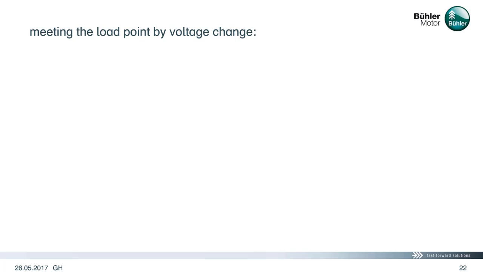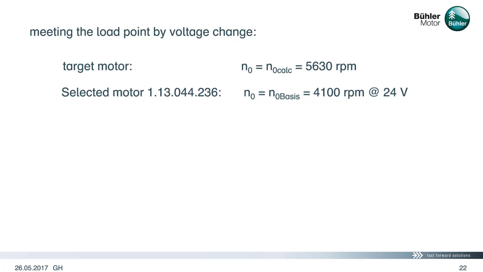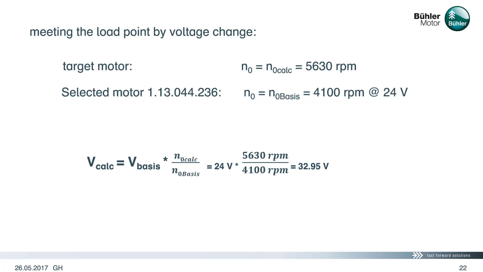If we want to see how we can meet the load point by modifying the voltage instead of the armature winding, we can look at the no-load speed of the calculated motor, so the target no-load speed, which is 5,630 RPM. Our selected motor, 113044236, has a no-load speed of 4,100 RPM at 24 volts. And with this calculation, new voltage, which is V calc, is the voltage of our selected motor multiplied by the no-load speed of the calculated motor divided by the no-load speed of the basis motor, and this results in a voltage of 32.95.